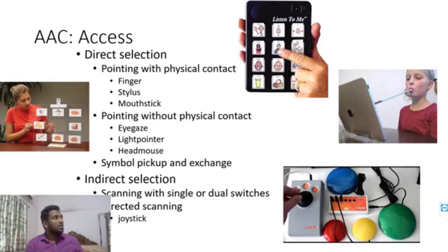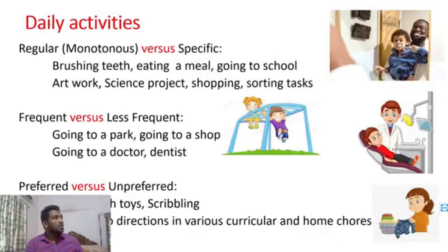So when we divide our daily activities, we can classify them into regular versus specific. Like brushing teeth goes into regular activity, and specific is like a science project at school, or scribbling, or artwork, or maybe shopping, or a sorting task. Then you can classify the daily activities again into frequent and less frequent. Frequent is like going to school, going to the park, going to aunt's home or grandma's home. And less frequent is like going to the doctor or dentist. And preferred versus unpreferred: we all know, we as adults also have preferred and unpreferred activities.